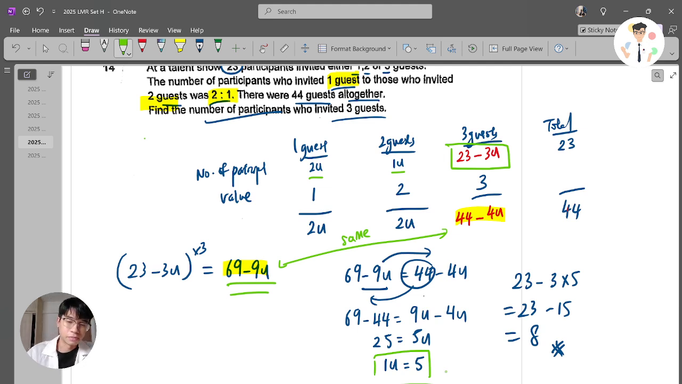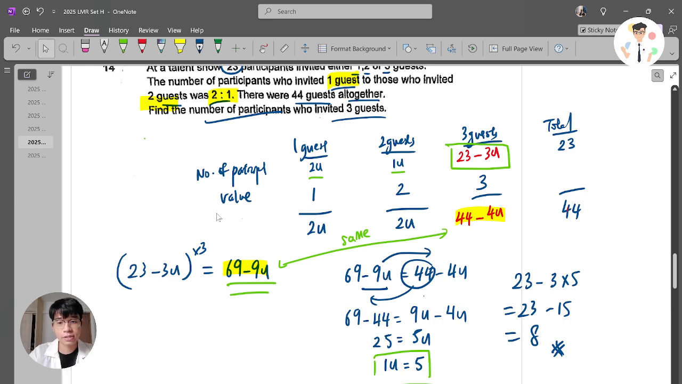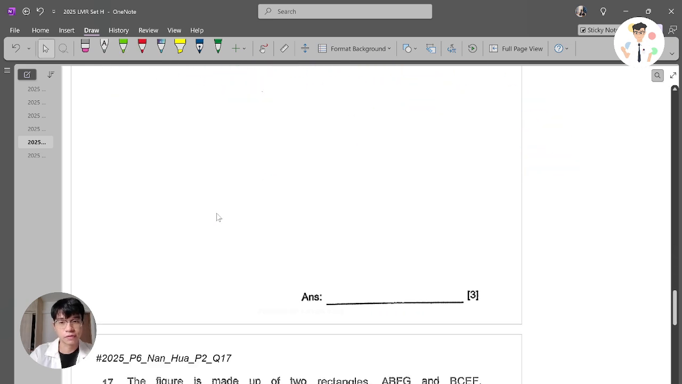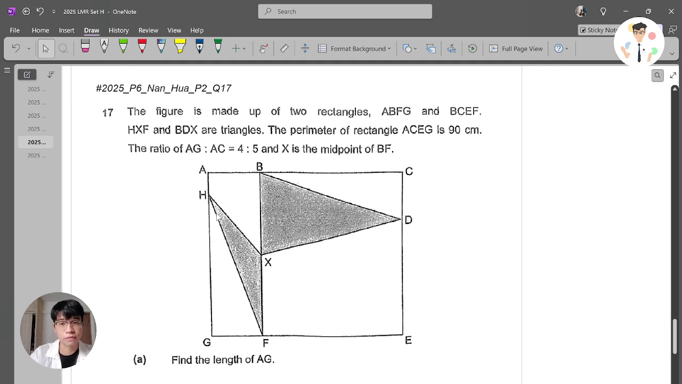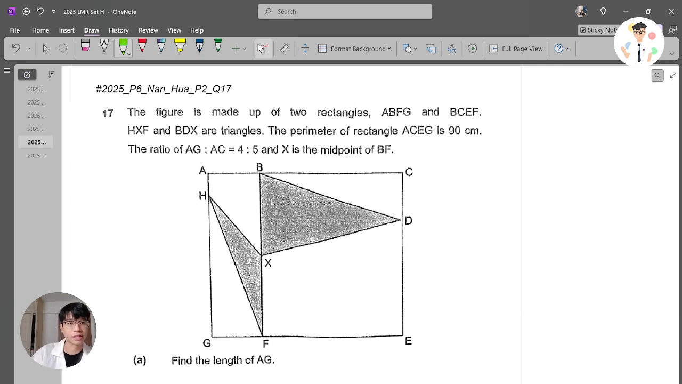Okay, this is what I thought of when I look at this question, but yeah, you can use your own way if you found a better way to solve this question. Okay, let's look at our last question for this worksheet, and this will be question from Nanhua paper 2, question 17. And yeah, I actually feel that this question is actually not a very difficult question, but it's a very interesting and nice question to try out.